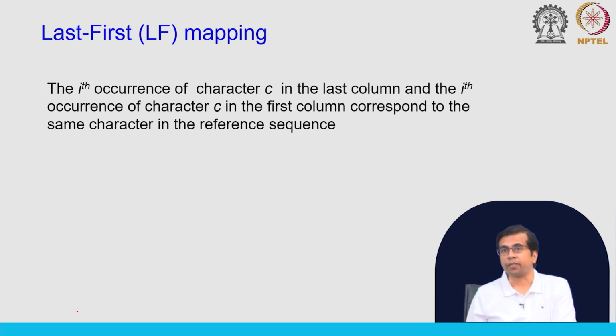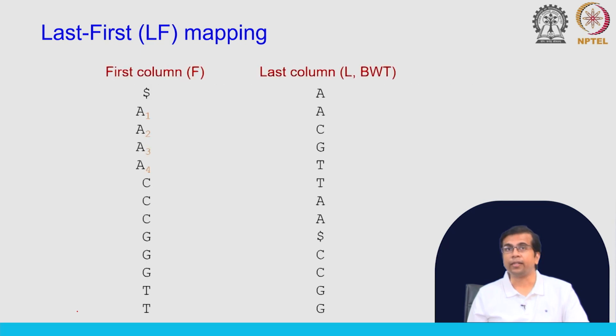So, last first mapping says that the ith occurrence of character C in the last column and the ith occurrence of character C in the first column both correspond to the same character in the reference sequence. Okay. So, they are actually the same character in the reference sequence. If you count, let us say, the fourth occurrence of the base A in the last column and the fourth occurrence of the base A in the first column, they correspond to the same base in the reference sequence.